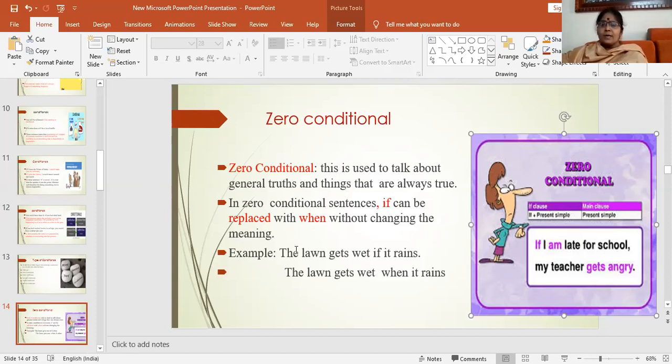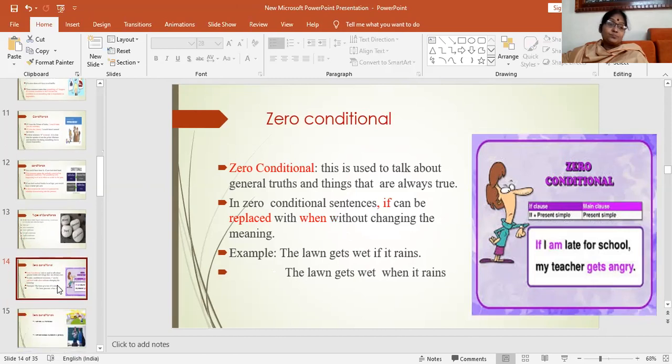For example, look at this sentence. The lawn gets wet if it rains. We can write this the same as, the lawn gets wet when it rains. The meaning is the same. The only thing is we are replacing if with when, right? So this is all about our zero conditionals. It is used to talk about general truths and things that are always true.